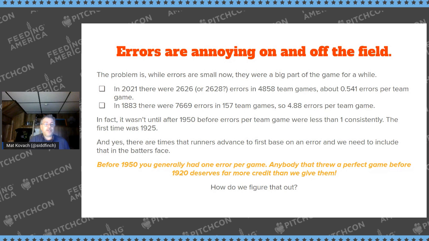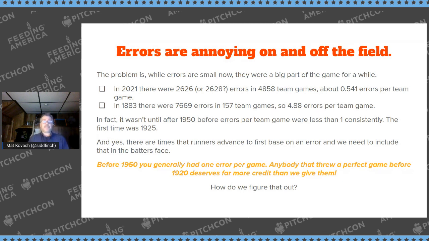In 2021, there were 226 errors, or 228, depending on the source that you go to, in 4,858 team games. When we talk about this, we're talking about the home and the away team. So take your number of games, multiply it by 2. That's how many team games you have. So that gives us about half an error per team per game.